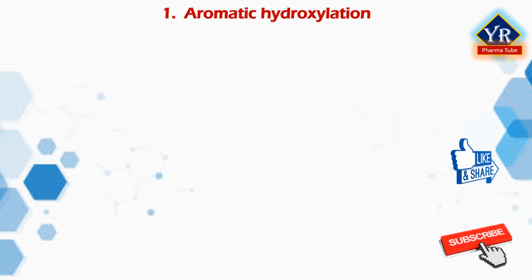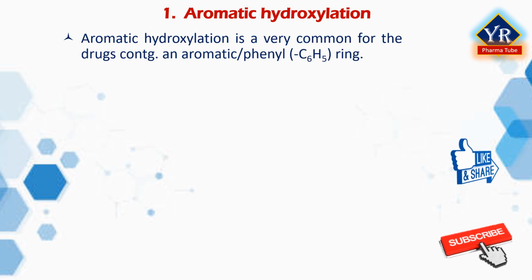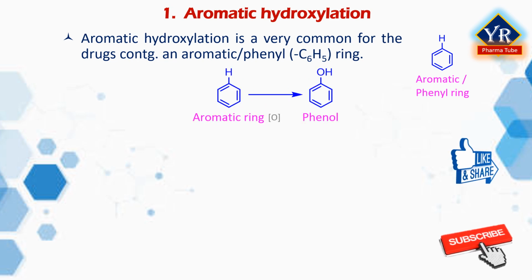Aromatic hydroxylation, or oxidation of aromatic carbon atoms. This is a very common reaction and a major route of metabolism for the drugs and xenobiotics containing an aromatic or phenyl ring. Aromatic hydroxylation is an oxidation reaction in which an oxygen atom is inserted into an aromatic carbon-hydrogen bond. See the equation given. It is to note that the substituent present on the aromatic ring influences the ease of hydroxylation. Thus, it is also called the oxidation of aromatic carbon atoms.